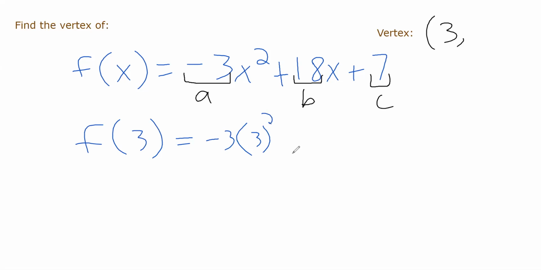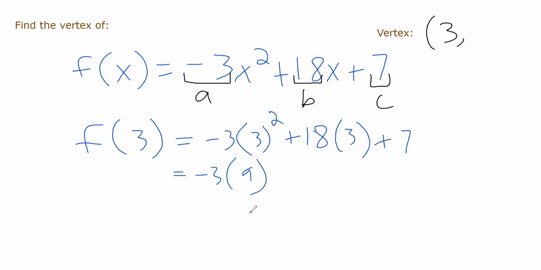Might have a little bit of math to do, following order of operations. According to order of operations, I'm going to have to do the 3 squared first. No, you're not going to just plug this into a calculator. That's not how it flies in this class.